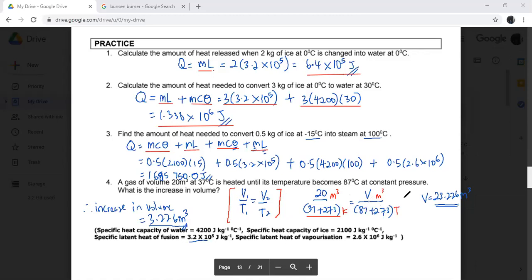So now the final volume is found to be 23.226 meter cube. But the question is, what is the increase in the volume? They want to know the increase in the volume. So the increase in the volume will be 3.226 meter cube. All right. Okay, next. Done with this one.